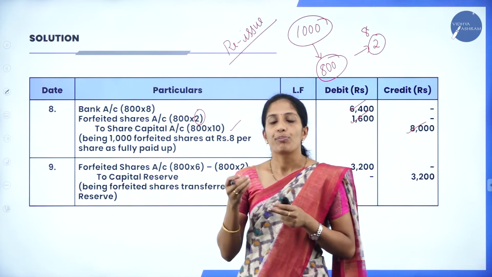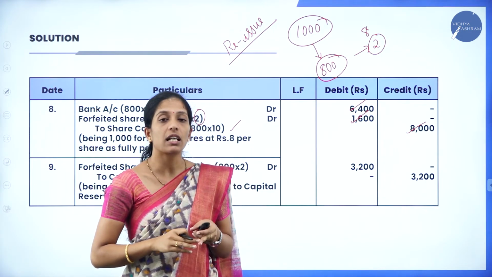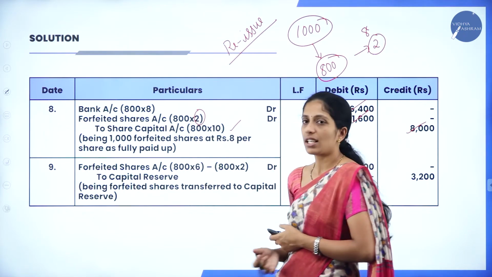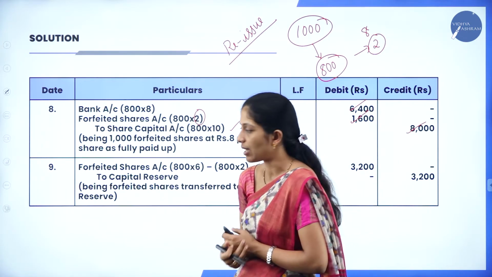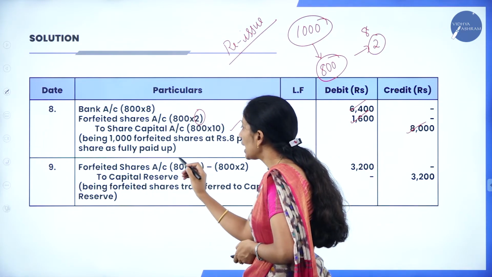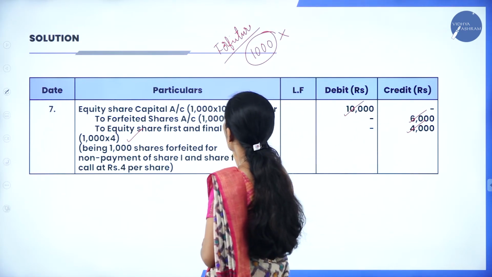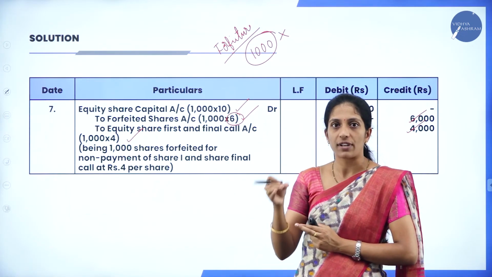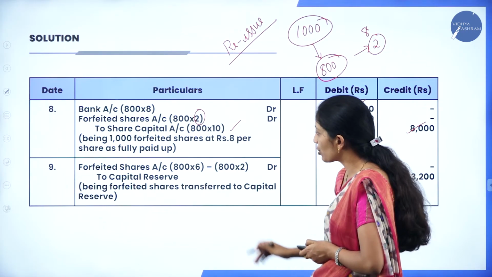So how can you write? Being 1,000 shares which have been forfeited, only 800 shares are being reissued, and that too at a discount of rupees 2 each. After this reissue entry, the last entry is to transfer forfeited shares account to capital reserve. So what is the entry? Forfeited shares account debit, to capital reserve. How do you transfer? 800 into 6. So why is it 800 into 6? Because here, at what price have they actually received? So out of 10 rupees, how much have they actually received? Only 6 rupees, correct? So 800 into 6.